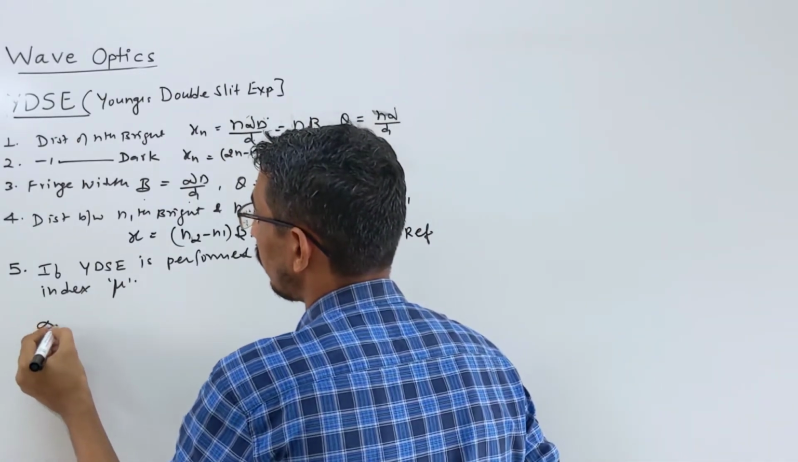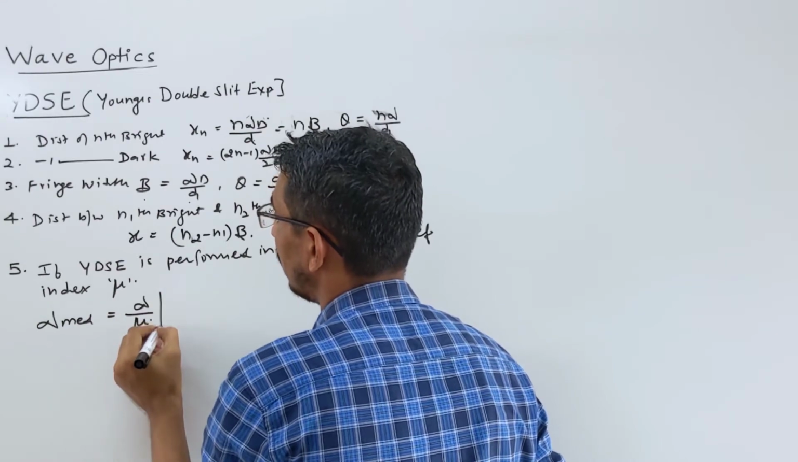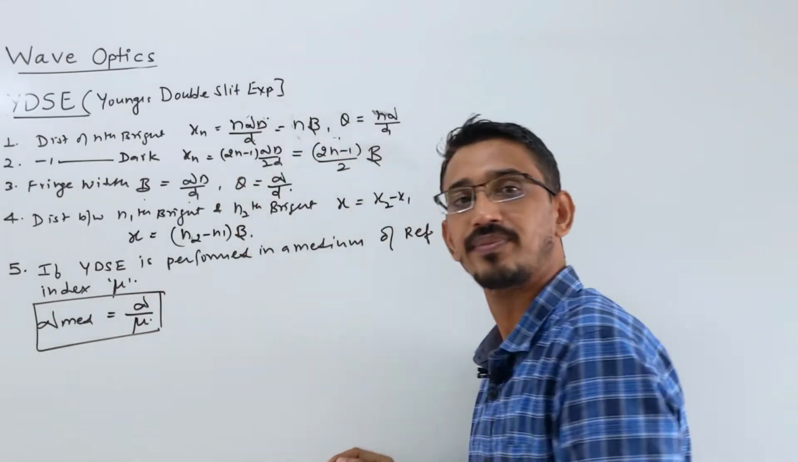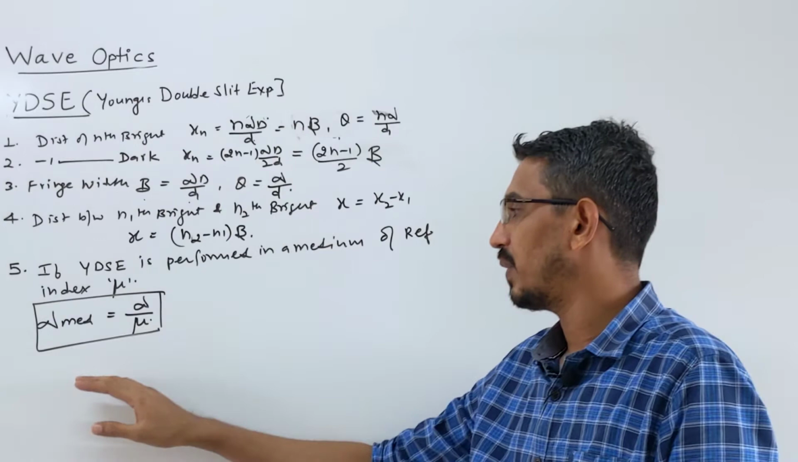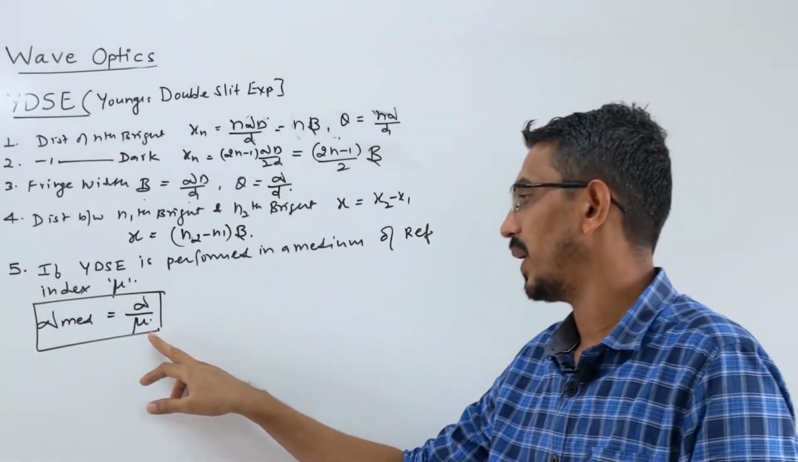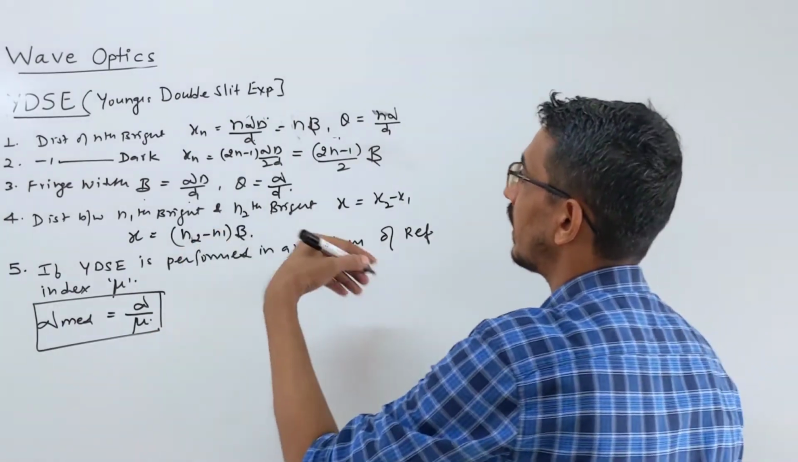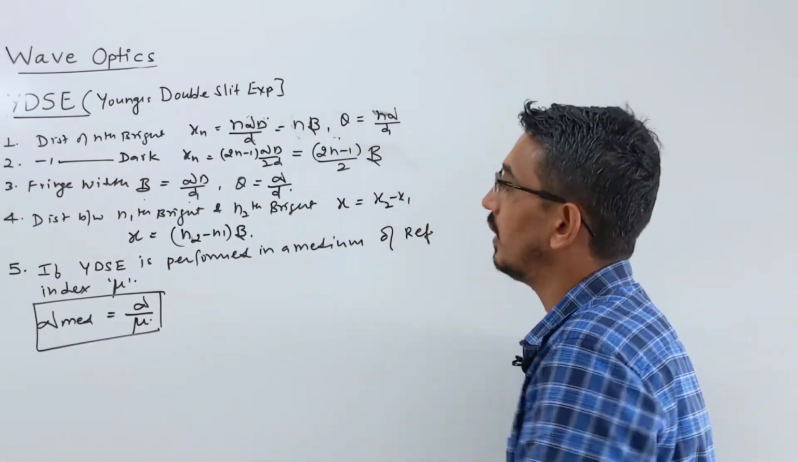What happens? Wavelength in medium is what? Wavelength in air divided by mu. Yes, this is the main relation. Correct? Yes. When we go inside a medium, the wavelength will be reduced as compared to air, by what factor? By the refractive index. Okay. So now the first question they can ask: what happened to fringe width? Right now, this is a fringe width.